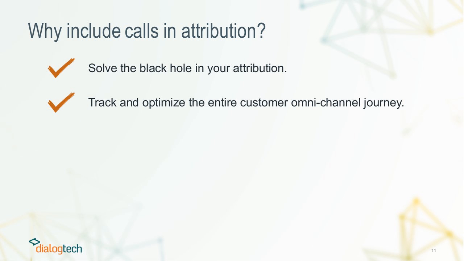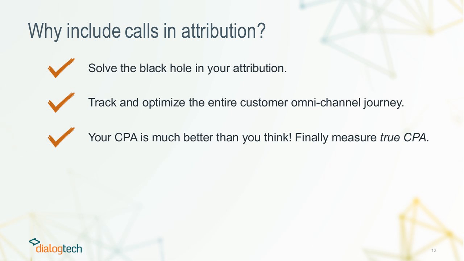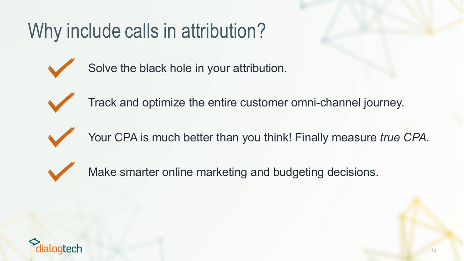And when you're able to do that, your CPA will actually become much better than you think. You may not be aware of this, but if you're missing some of those conversion types, your CPA is going to be a lot higher, right? So you're finally able to measure your true CPA. And that will ultimately help you make better online marketing and budgeting decisions. You're using that full data to optimize your marketing, and this will ultimately lead to increased leads, calls, and sales.